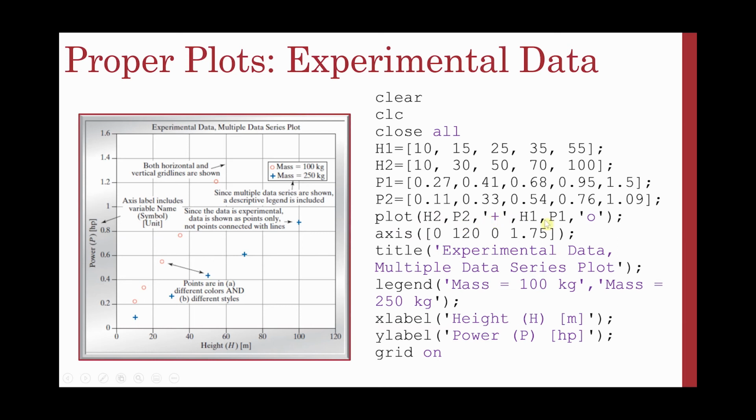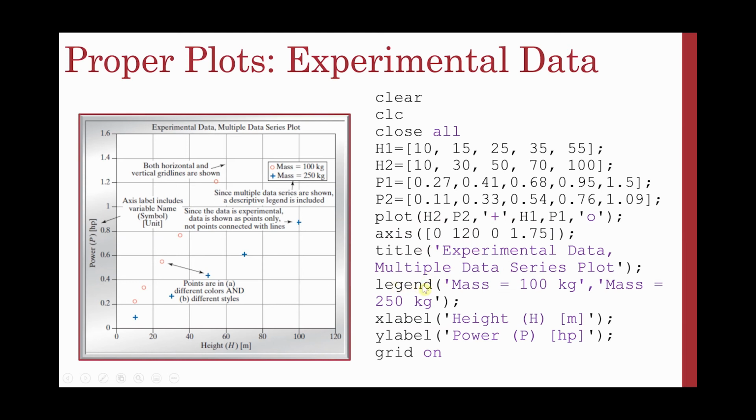And then I said H1, P1, and I want them in circles. I set an axes. The axes function allows you to set the limits of your axes. The first two are your X, the second two are your Y. You give them as a vector. I set a title for the graph. I said it's experimental data, multiple data series plot.